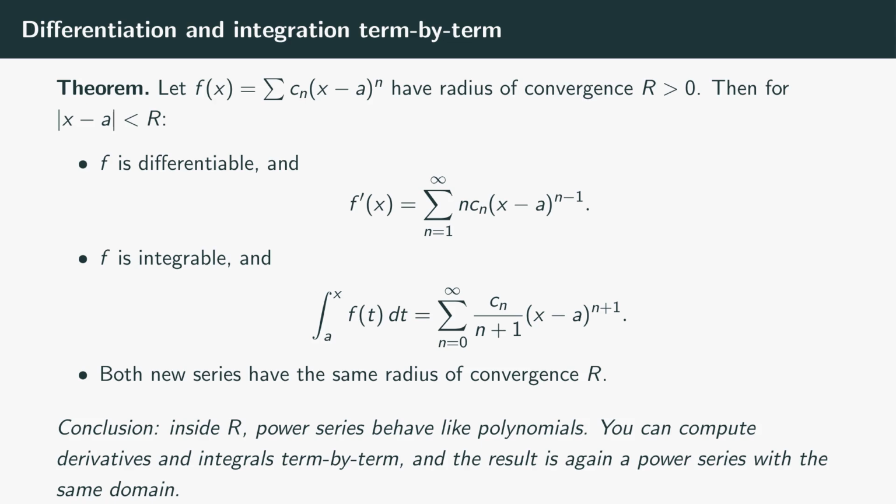Now, a beautiful structural theorem. Power series, inside their radius of convergence, behave exactly like polynomials. You can differentiate them term by term, you can integrate them term by term, and the resulting series have the same radius of convergence. Formal statement.